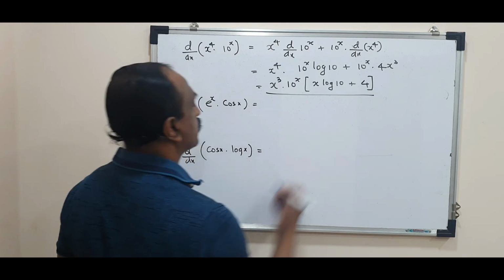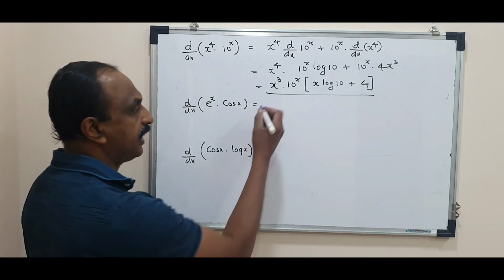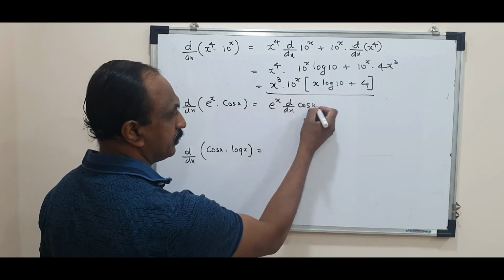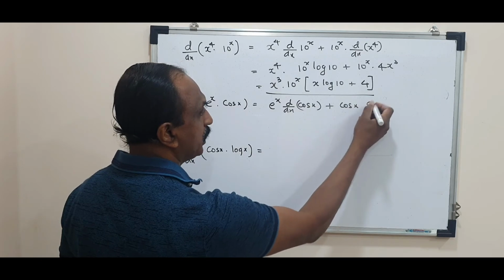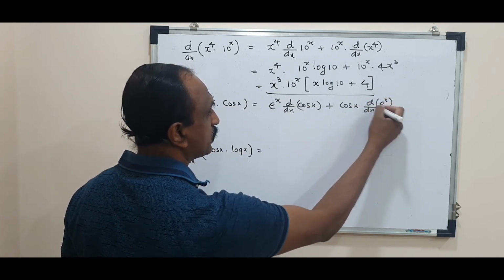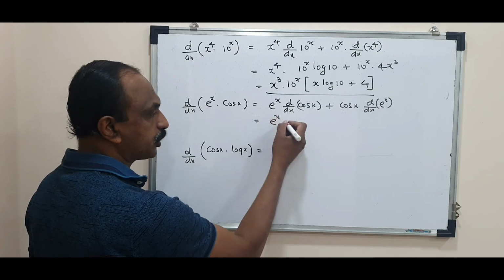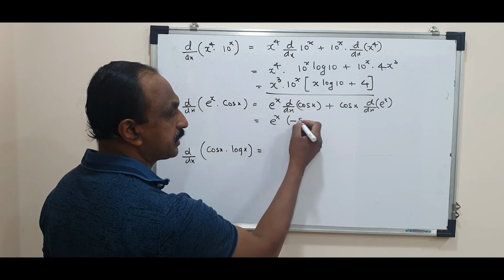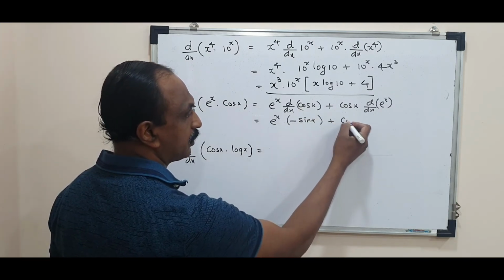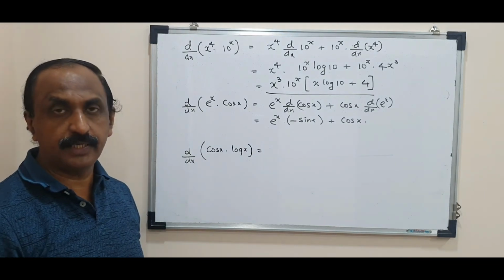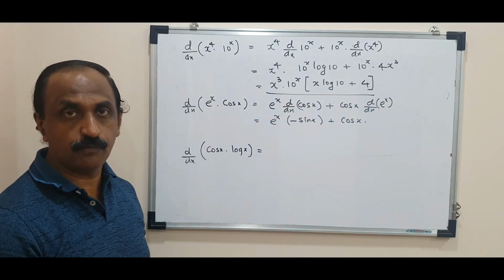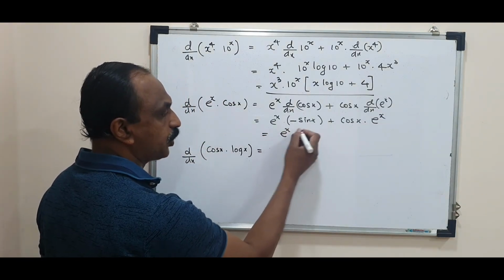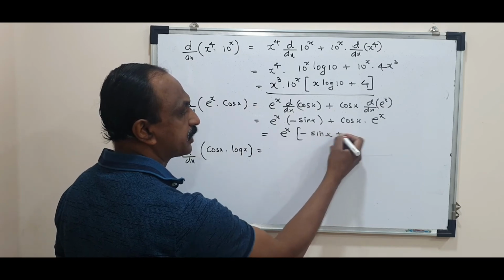Now let's see the next answer. e raised to x into cos x. The same way: e raised to x into the derivative of cos x, plus cos x into d by dx of e raised to x. So your answer became e raised to x into the formula for cos x, which is minus sin x, plus cos x into the derivative of e raised to x. The e raised to x derivative is the easiest of all. It remains the same, so e raised to x itself. So taking e raised to x common, minus sin x plus cos x.